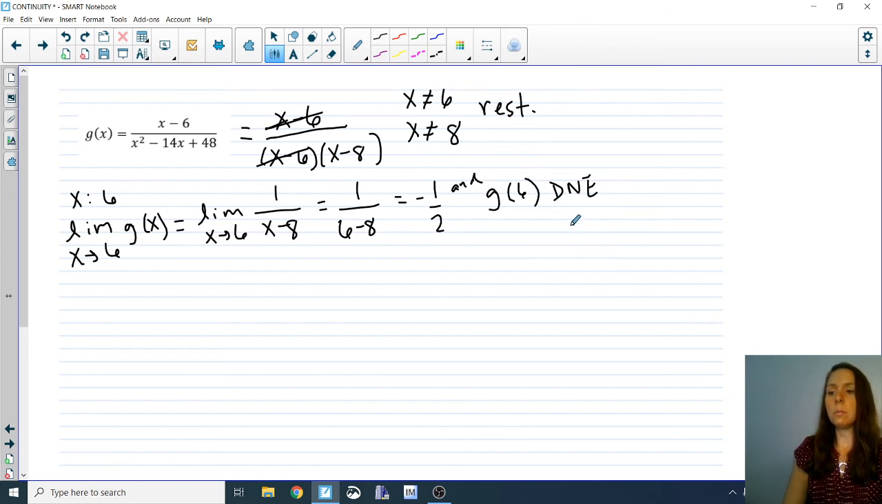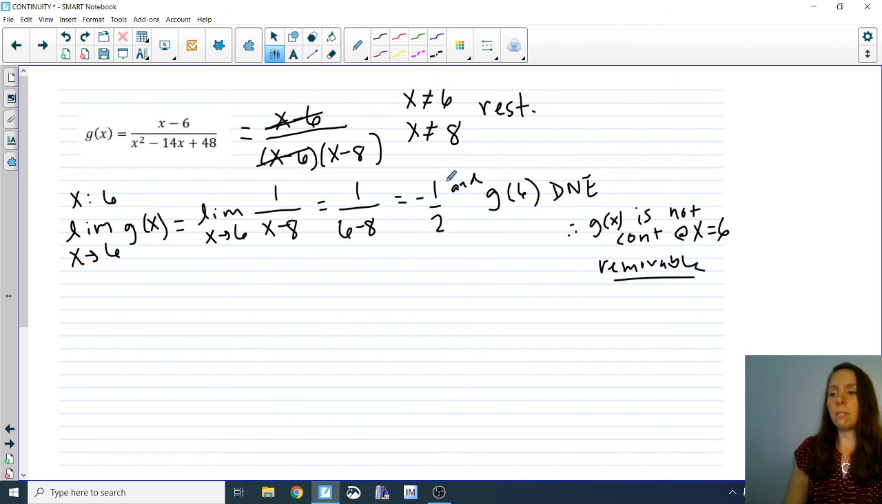And so therefore, we are going to say that g of x is not continuous at x equals 6. However, the reason is a removable discontinuity. You have a limit value that is a finite number. It exists. However, you have a hole on the graph at x equals 6, and we would call that a removable discontinuity.